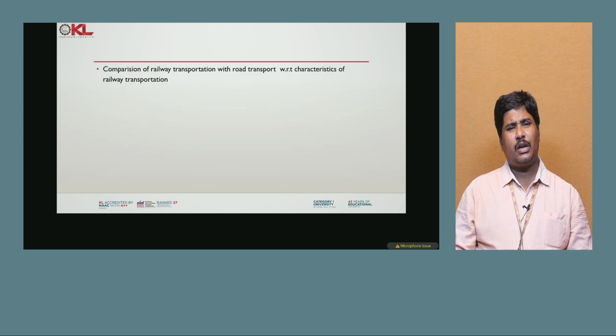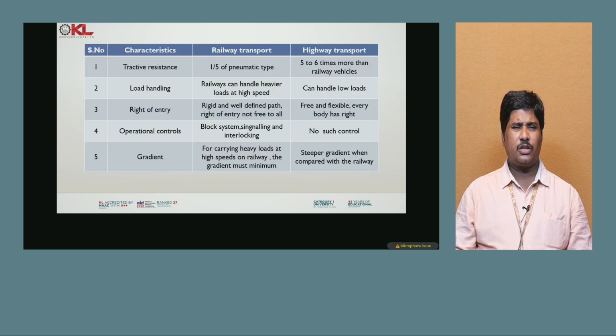Coming to the comparison of railway transport with respect to road transport, that means the characteristics of railway transportation. When we consider the various characteristics, first one is tractive resistance. Compared with road transport, railway resistance is one fifth of the pneumatic type, and in highway transport it is 5 to 6 times more than railway vehicle resistance. And load handling: as all of us know, railways can handle heavier loads and that too at higher speeds. Highway transport can handle only low loads.